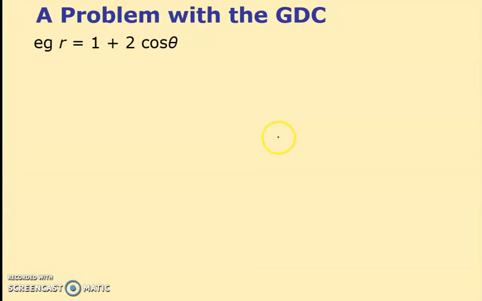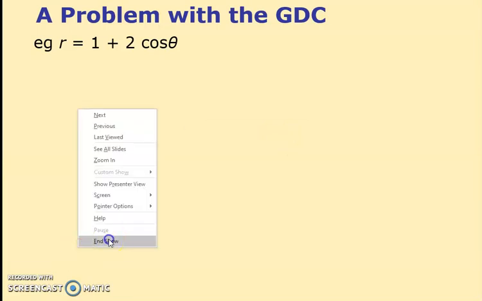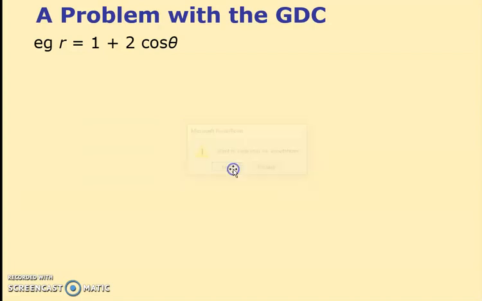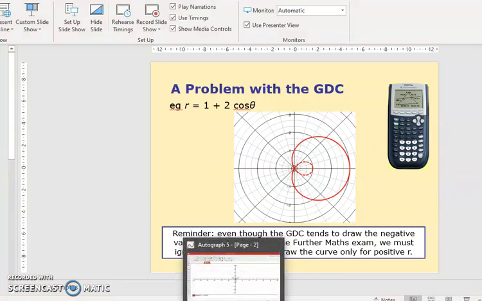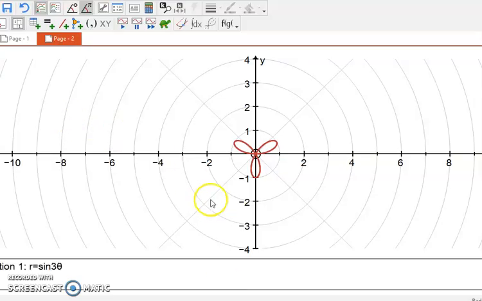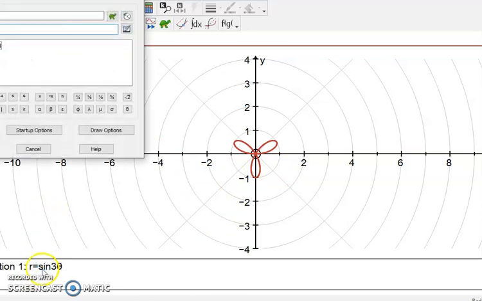So we spotted last time there's certain problems with the graphical calculator. So if we type in 1 plus 2 cos theta, now we can do this. I'm just going to pause the show, and I'll keep all that. But what I'm going to do is go over to a package. Now this package is great. I'll just double click that and I'll type in what we wanted.